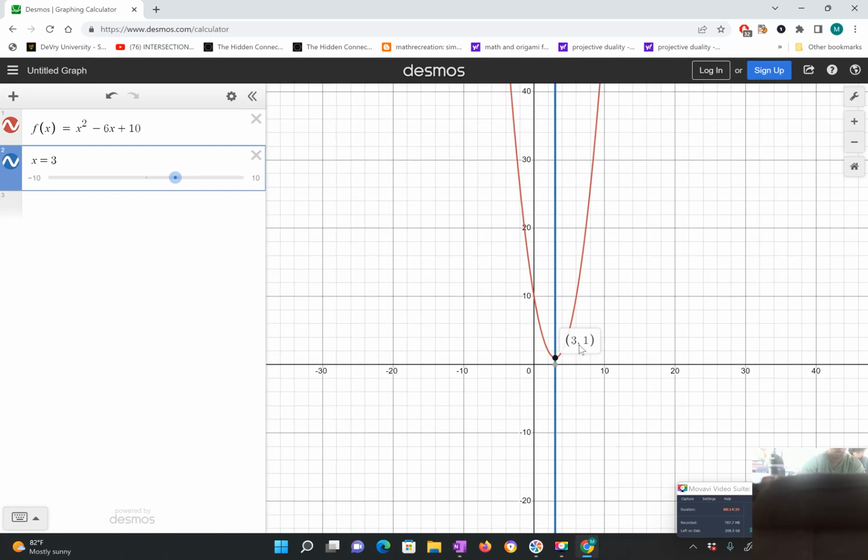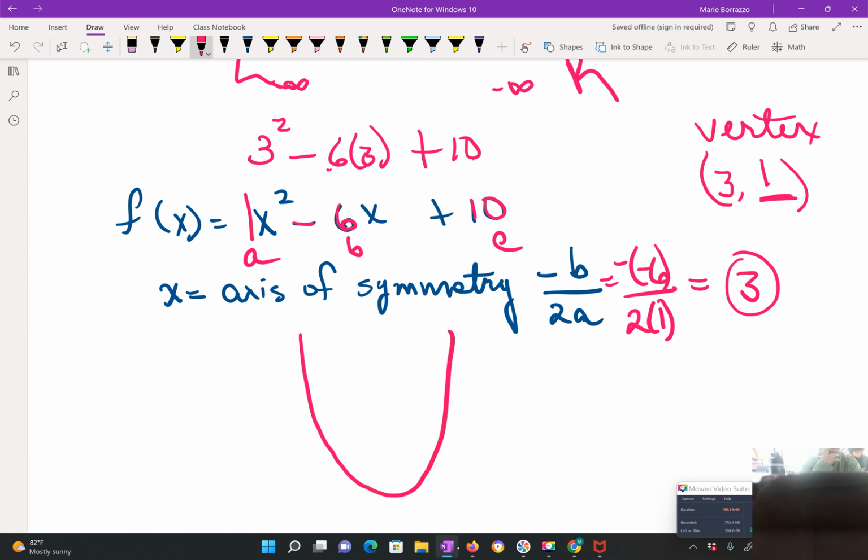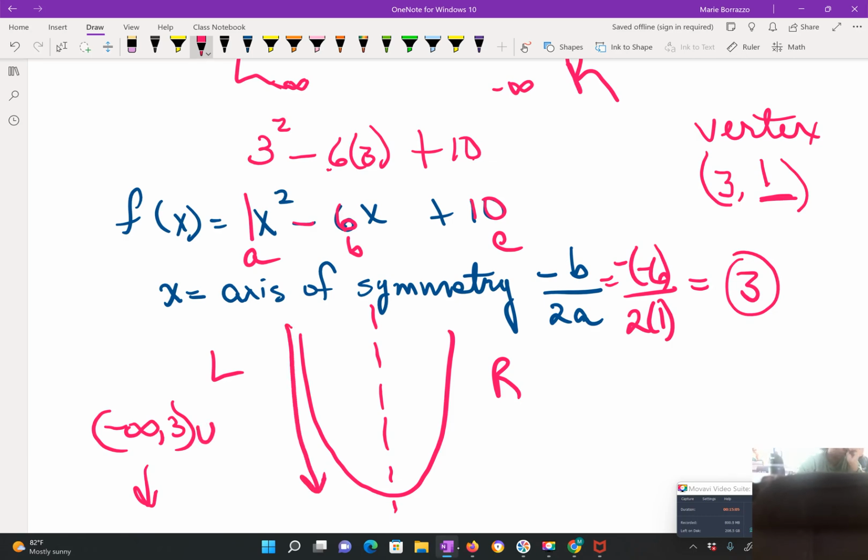Going back to the diagram, you notice the vertex is right here, right? So our partition number, looking at the diagram from left to right, is the cutoff here at x equals 3. From negative infinity to 3, we are decreasing, because this is going down. And union 3 to positive infinity, on this side of the x-axis, we are increasing. It's going up.